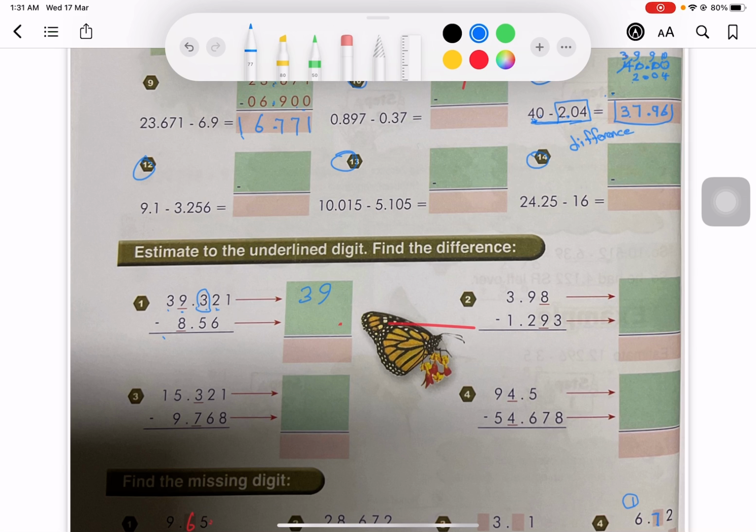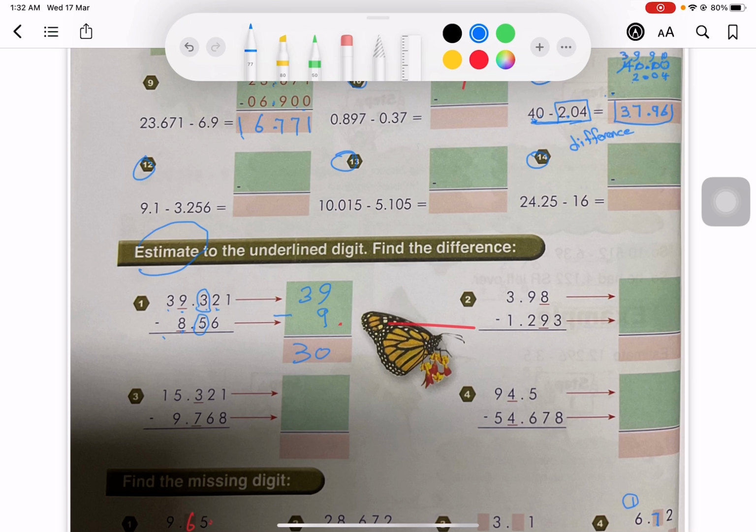Now, look at what they underlined. They underlined the 8. The 5 will give the 8 a 1. So the 8 will become 9. So my question will be 39 minus 9. The answer is 30. What do they ask us to do here? They ask us to estimate. Estimate means rounding, to the underlined digit. I will do this question.